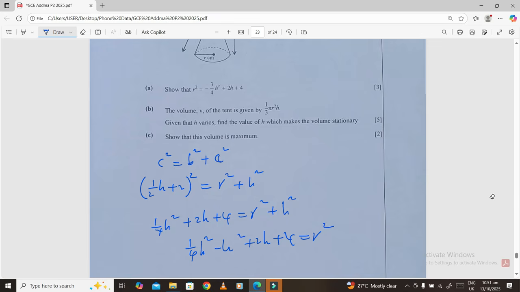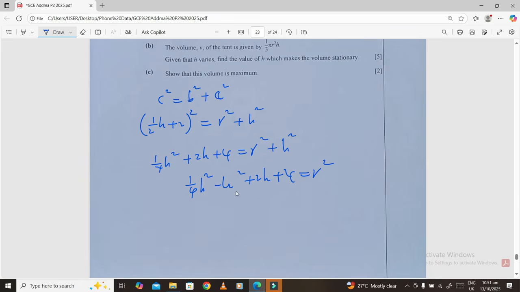So we just simplify here, and when we simplify here it will be negative 3 over 4 h squared plus 2h plus 4 is equal to r squared. So that's it for this one.